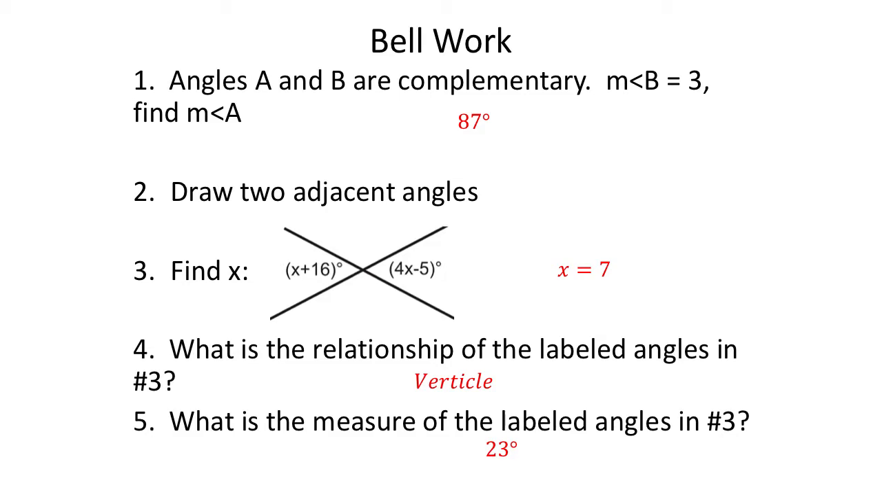So just based on what we learned last time, complementary, that's 90-degree angle. So it would be 90 minus 3, that's the 87 degrees. That's the measure of angle A.